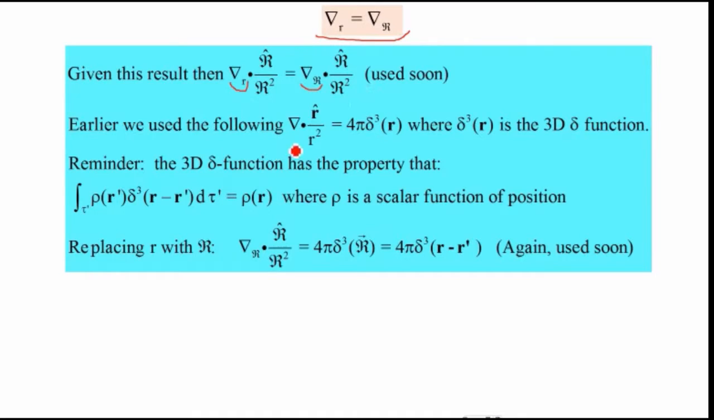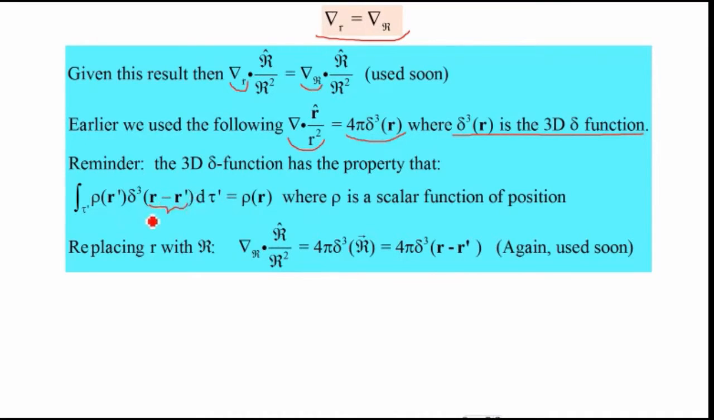Earlier, we used the connection between the divergence of this particular function, little r hat over little r squared, and the delta function. This quantity here is the three-dimensional delta function. The delta function is used in association with an integral, so it has the property that I show you here, where instead of little r here, I'm going to put another argument, which is the vector r minus r prime. So this is our funny r.